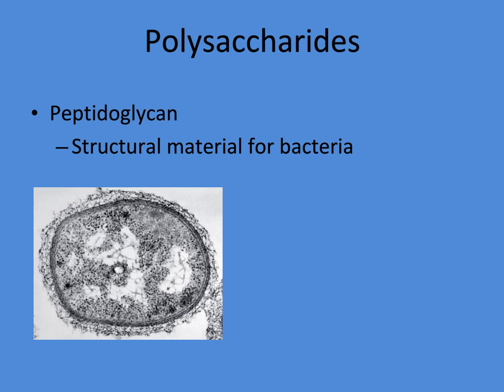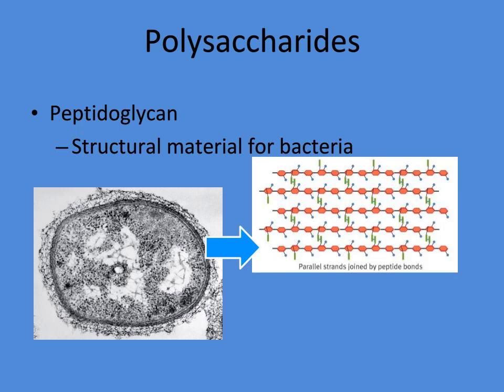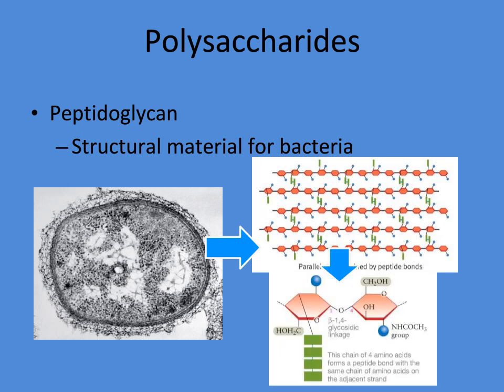Peptidoglycan is the polysaccharide bacteria use for structural purposes. Like chitin, peptidoglycan is composed of N-acetylglucosamine monomers. But it also contains another type of monosaccharide. These are joined by beta-1,4-glycosidic linkages, and the peptidoglycan chains are linked together by short strands of amino acids.